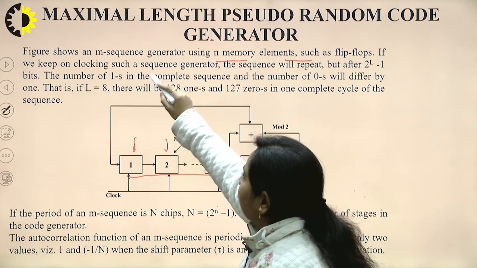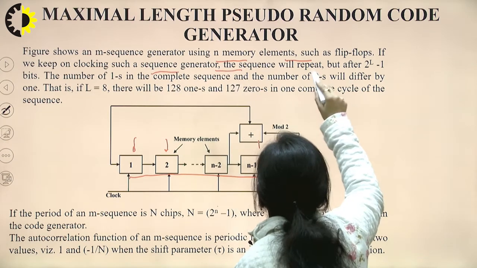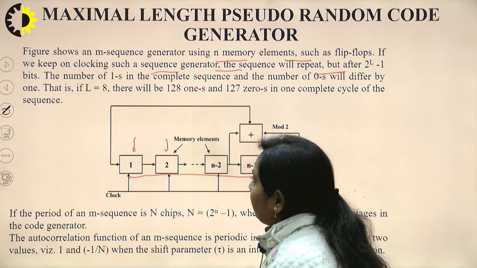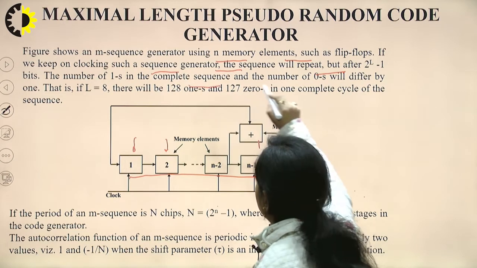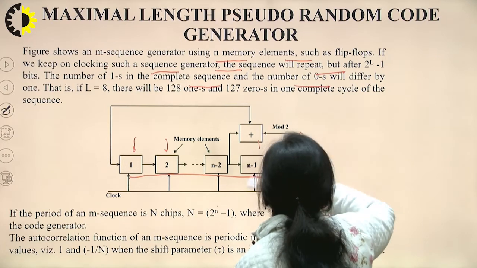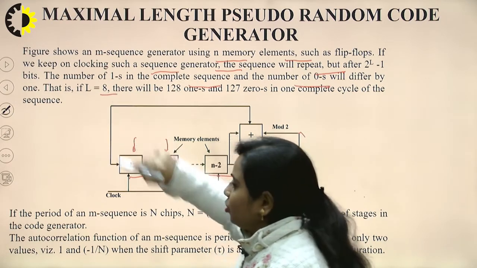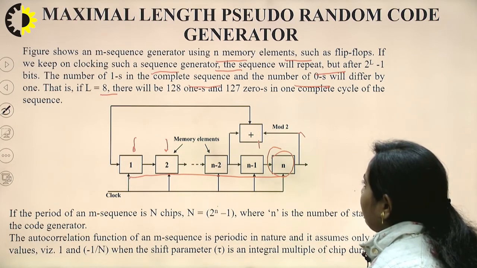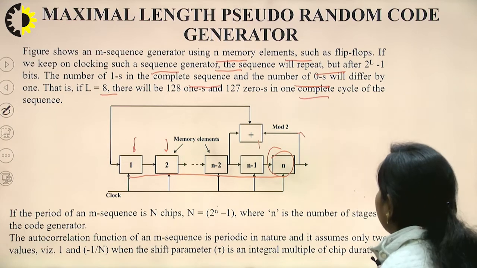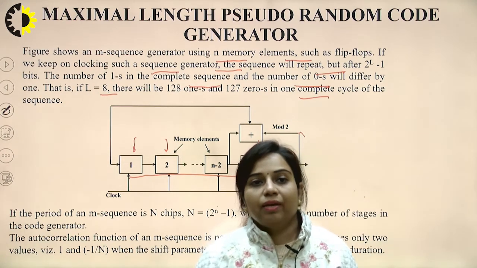If we keep on clocking such a sequence generator, the sequence is going to repeat, but after 2^L minus 1 number of bits. The number of ones in the complete sequence and the number of zeros are going to differ by 1. So if L is equal to 8, then 128 ones and 127 zeros will be there in the complete cycle of the sequence. So this is how the data will be generated.